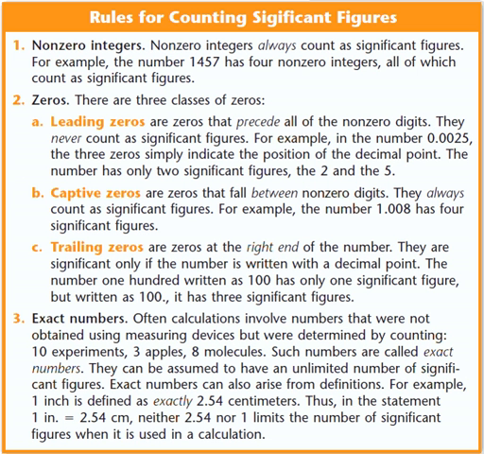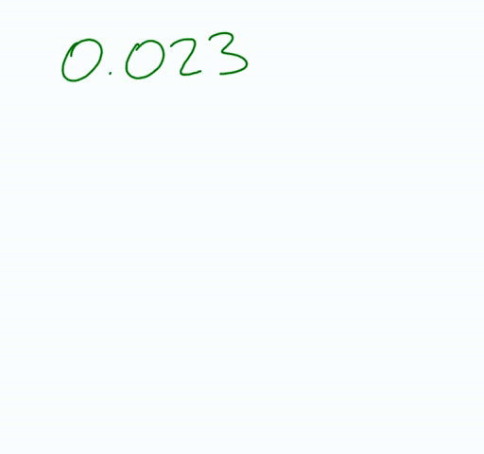Okay, 0.023. In this case, these zeros are not significant. These are the only 2 significant digits, or significant figures, for this number. Okay, a different number.